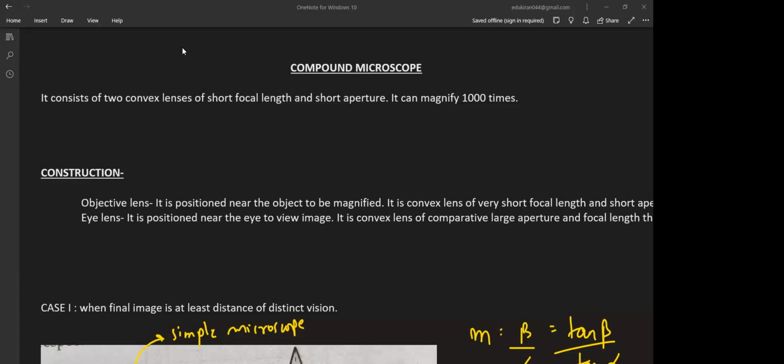Ma'am, can you explain the figure again? Okay, Fia. When you will be writing it, I'll explain it. Thank you, ma'am.